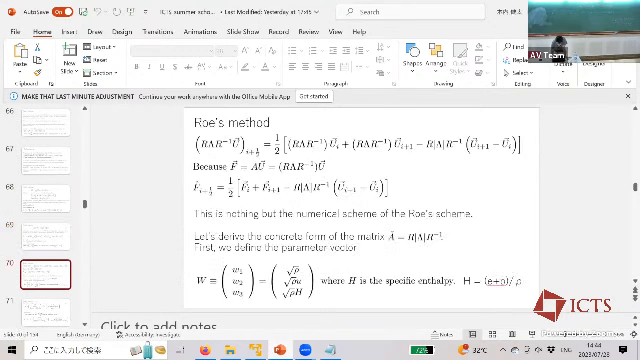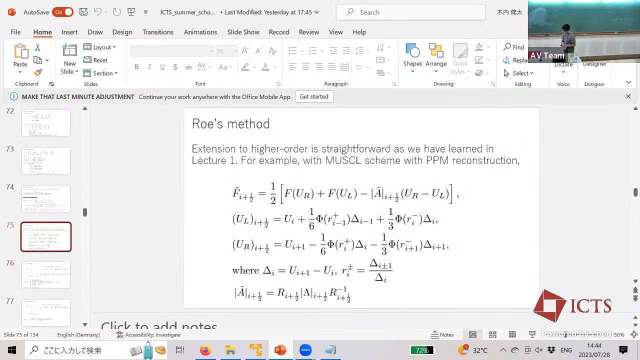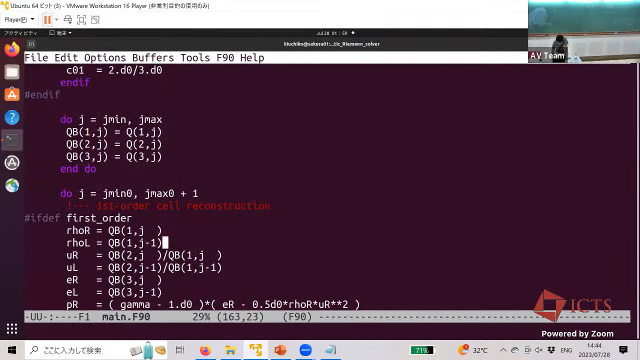Okay, how to do that? This is a PPM reconstruction for the left and right state with the minmod function as the flux limiter function. In this case, I assume the minmod function. From this equation, now you can get the left and right state.